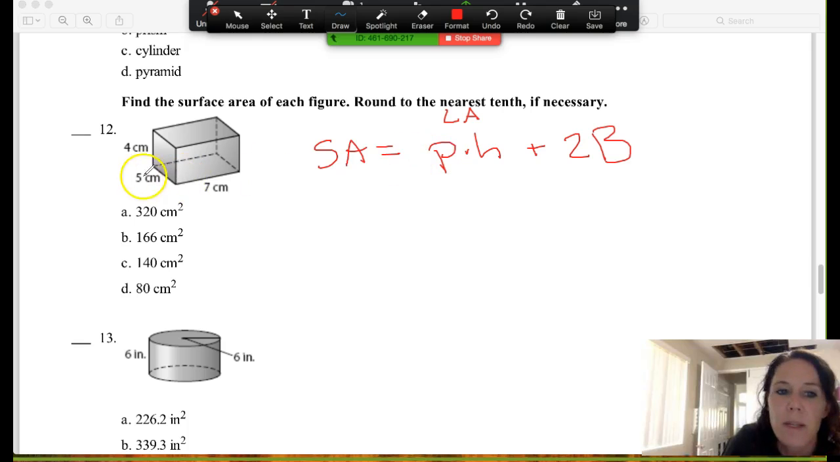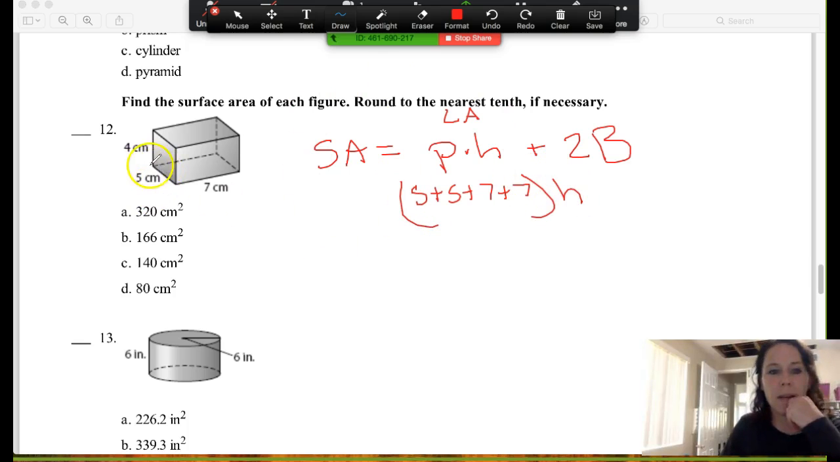So the perimeter of the base is going to be 5 plus 5 plus 7 plus 7. And then I multiply that times the height. Now, if you're one that likes to go, I'm going to go 5 times 4, and then 7 times 4, and then 5 times 4, and then 7 times 4, go ahead. Or you can go 5 plus 5 plus 7 plus 7 times 4 once. All right. And then that height is 4, plus 2 times the area of the base.